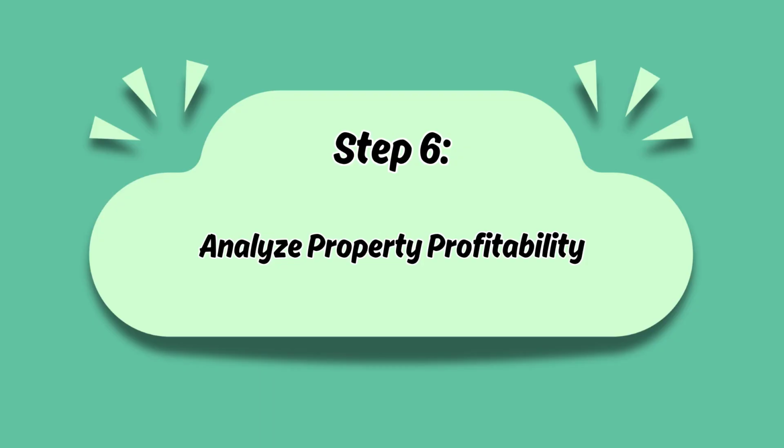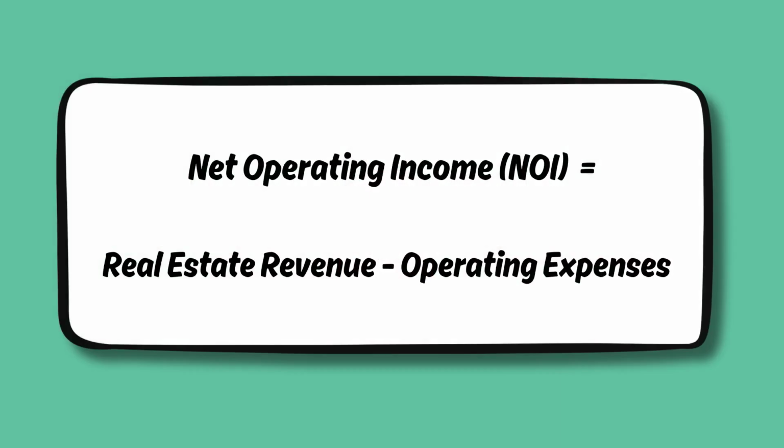The sixth step is to analyze each property's profitability. We're going to look at net operating income, which measures the profitability of each property, and that's calculated by subtracting operating expenses from real estate revenue, and that's where cost of goods sold comes in handy because we have all of the operating expenses grouped under COGS.